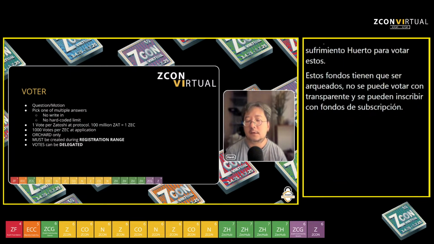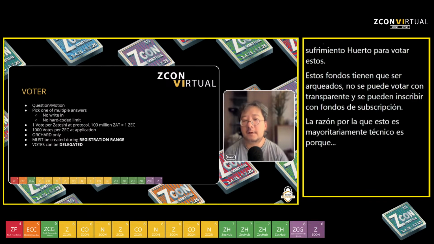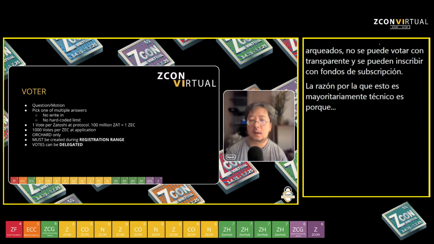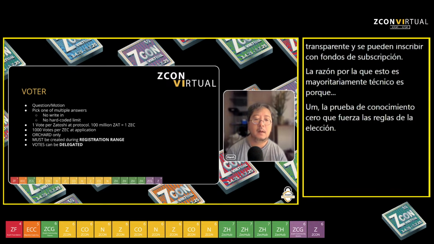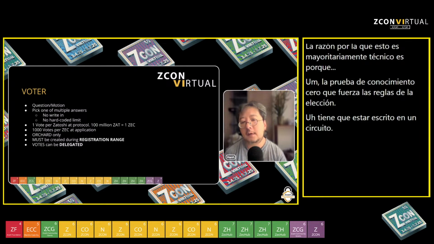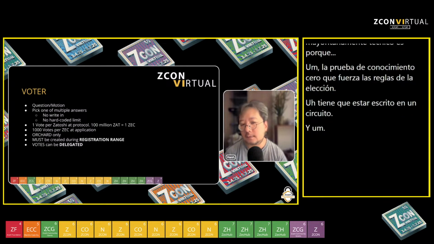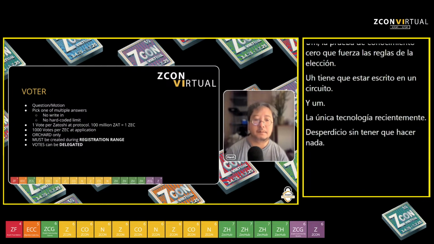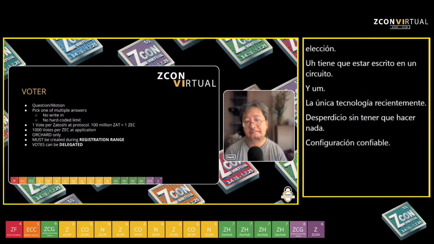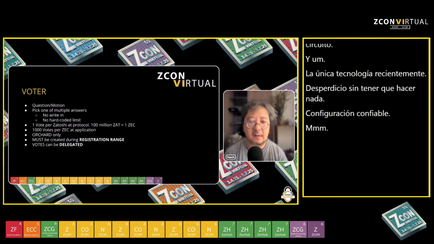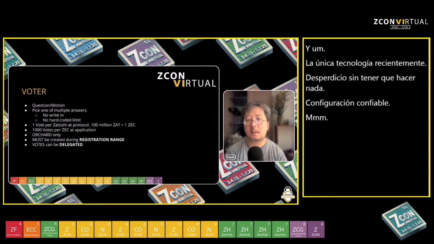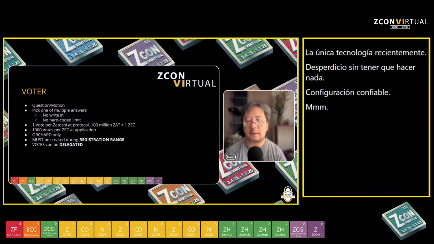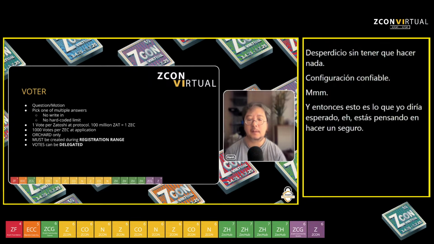It's because the zero knowledge proof that enforces the rules of the election has to be written in a circuit, and Orchard is the only recent technology that allows us to do circuits without toxic waste, without having to do a trusted setup. And so this is, I would say, expected. If you're thinking about a shielded election, I think that so far these are reasonable requirements.